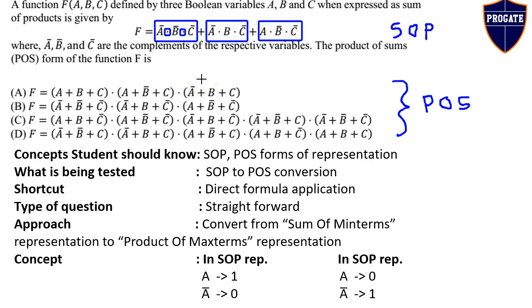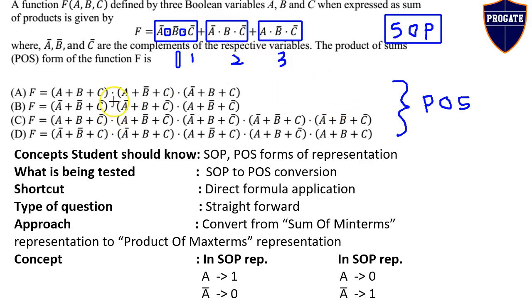In the given question the function is nothing but a sum of three terms: this is term 1, this is term 2 and this is term 3. So the given function is a sum of terms. What type of terms? Sum of product terms, because each term is a product of three variables. So f is represented as sum of product terms, which is called SOP.